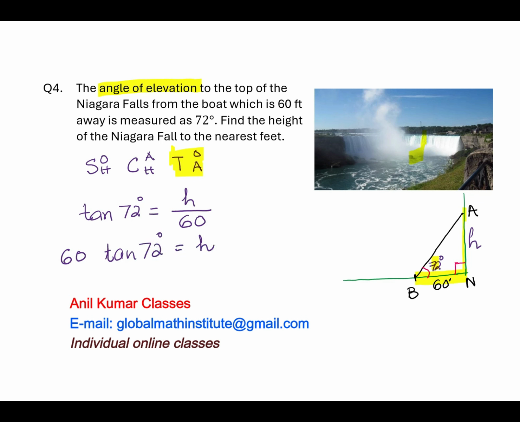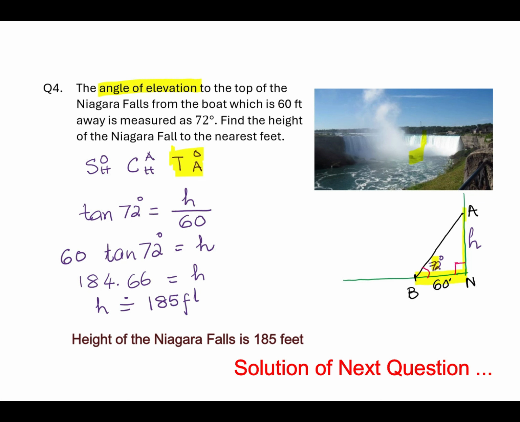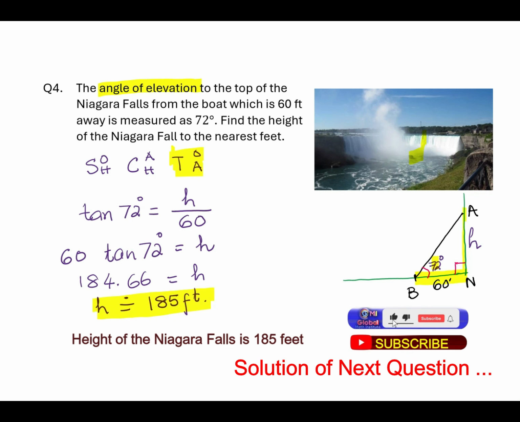And that gives you 184.66. The height is in feet. We can round our answer to approximately equal to 185 feet. Make sense? So height in this case is 185 feet of Niagara Falls. I hope all the steps are absolutely clear.